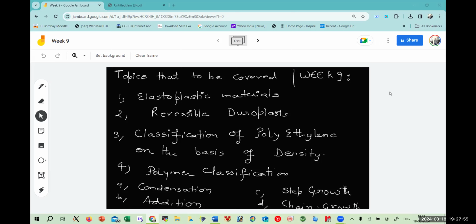week 9, say for example, polyethylene classification based on the density. Based on the density, we have three main classifications, which are low density polyethylene, linear low density polyethylene, and high density polyethylene. And followed by, we have talked about polymer classification. That means the process which has been used to make polymers, say for example, condensation polymer, the addition polymer, step growth, and chain growth. So I'll just give you a little glimpse of what we have discussed so far.